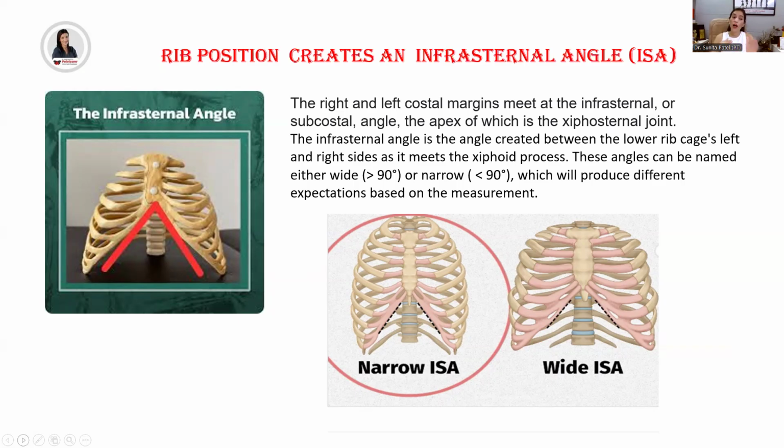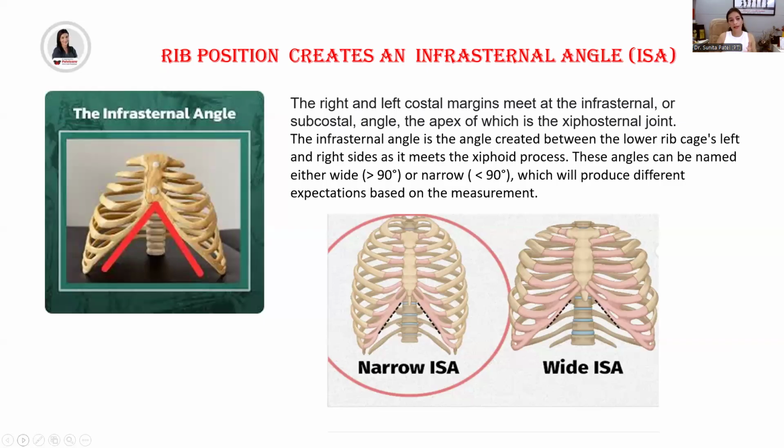You can understand why it is important, because from these whole ribs, the dome is going upside. Normally it should be 90 degrees, but if this angle is less than 90, if it is narrow, you can understand that the dome will be more ascending, an upper side dome. So that is going to put more pressure into the thoracic cavity.